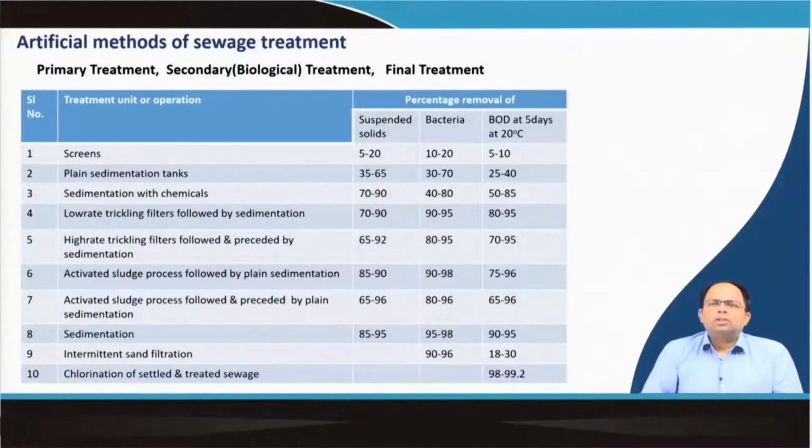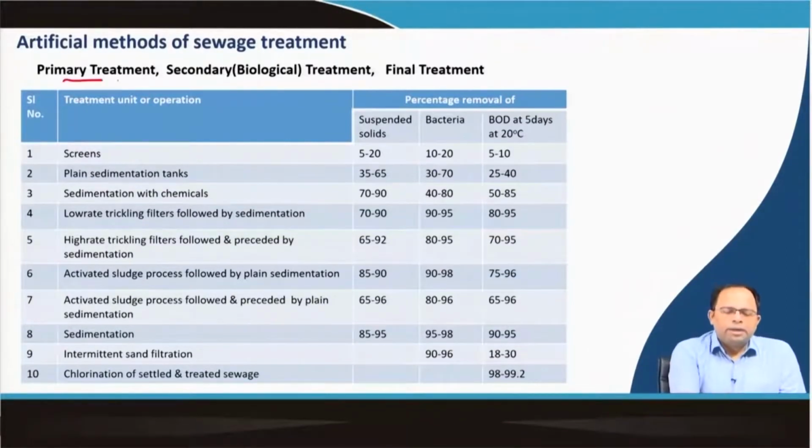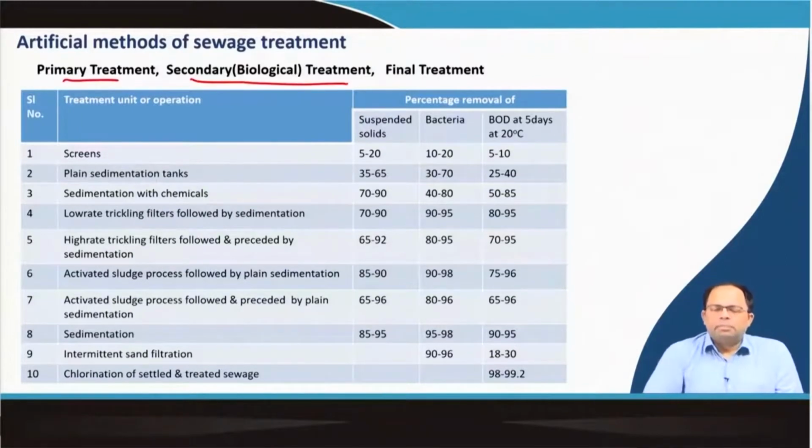Then what sort of treatment we should provide, and what kind of treatment can be achieved by a particular technology or technique. For example, when we look into the different artificial methods of sewage treatment, they include primary treatment as well as secondary or biological treatment, and then final treatment is also there. Usually we start with primary treatment. We will detail it later in the next lectures.